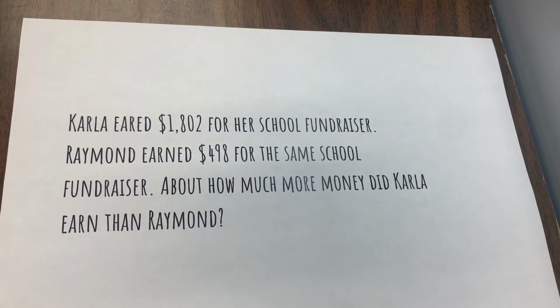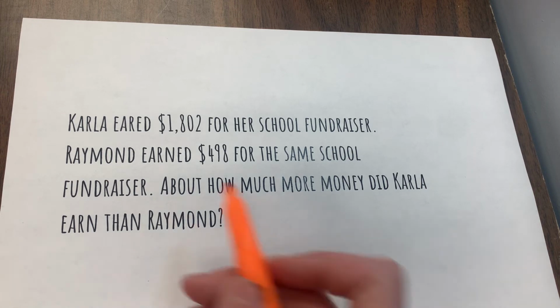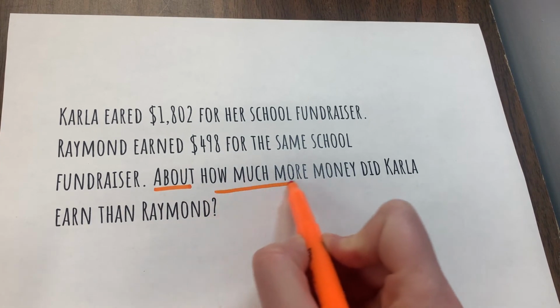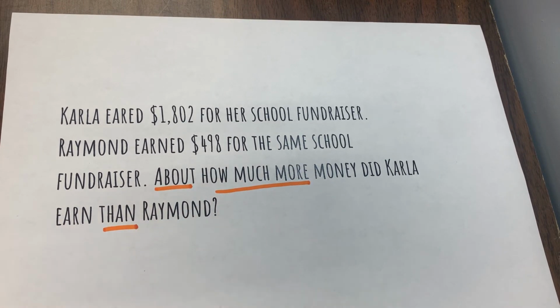All right, I have one more example. Okay, this one says Carla earned $1,802 for her school fundraiser. Raymond earned $498 for the same school fundraiser. About how much more money did Carla earn than Raymond? Okay, we see our word about. We know we have to round. We also see the words how much more than. How much more than lets us know we have to subtract. So we're going to round and then subtract.